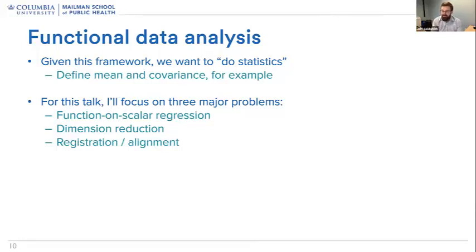And you can think about defining a mean or a covariance structure for these. I'm going to talk in this presentation about a few specific problems that I've worked on quite a bit. This is a regression problem where physical activity data, that complete 24-hour trajectory, is an outcome of interest, and we have a variety of functional predictors. I'll talk about dimension reduction, how you take complex objects like functions and reduce their dimension a little bit.